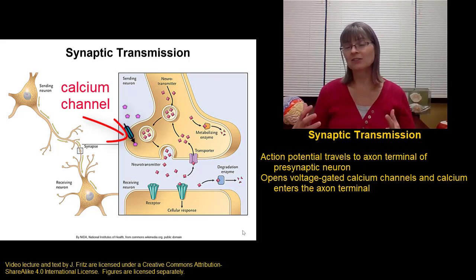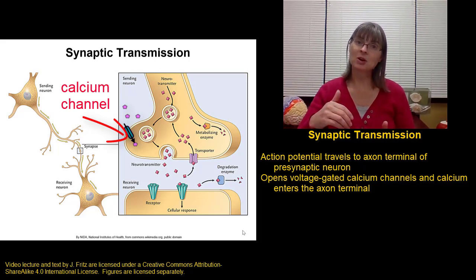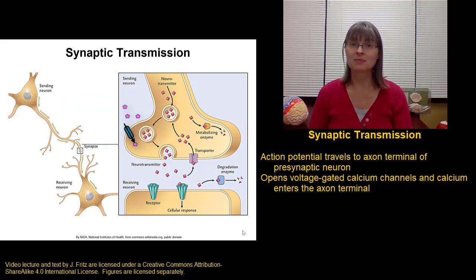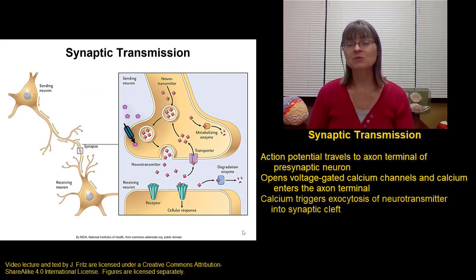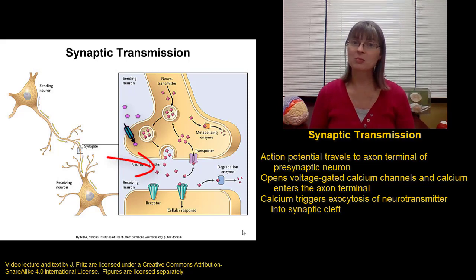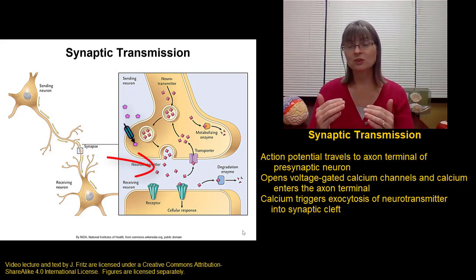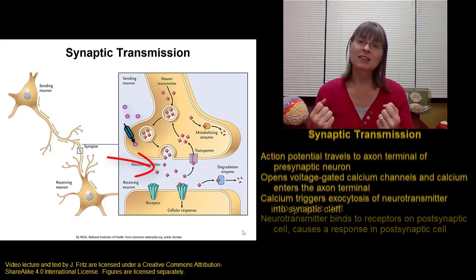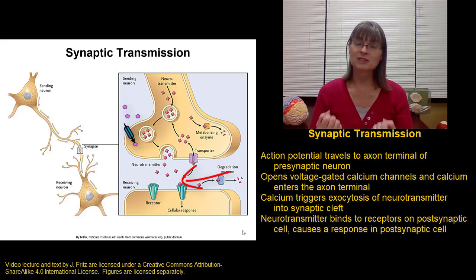When the voltage-gated calcium channels open, calcium comes into the cell. Calcium is what actually triggers the release of the neurotransmitter. It stimulates the process of exocytosis that releases the neurotransmitter into the synaptic cleft. The neurotransmitter diffuses across the synaptic cleft and then binds to the receptors on the postsynaptic cell.